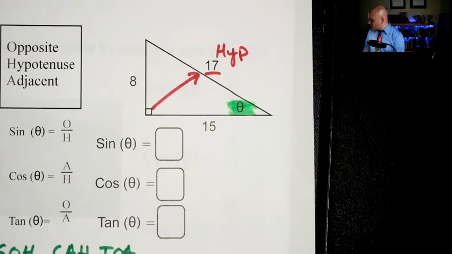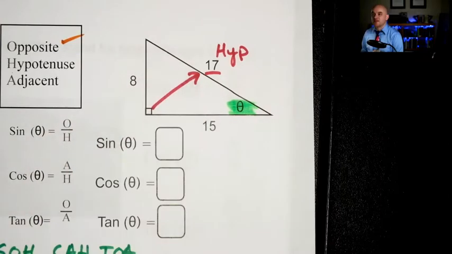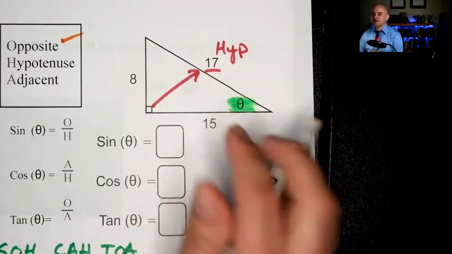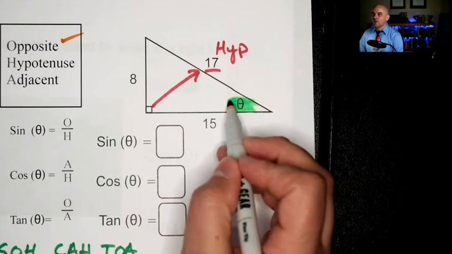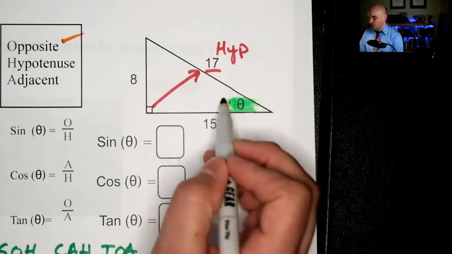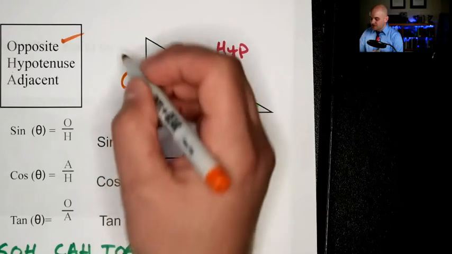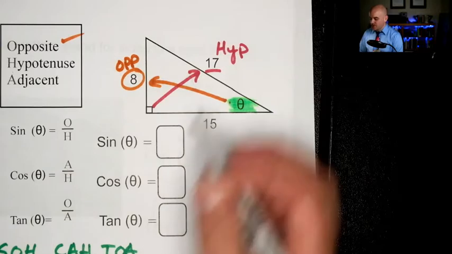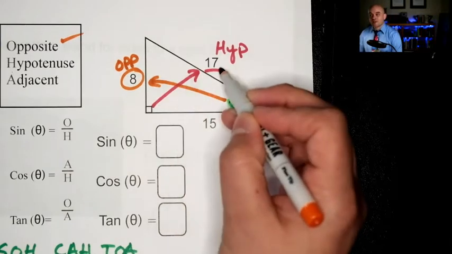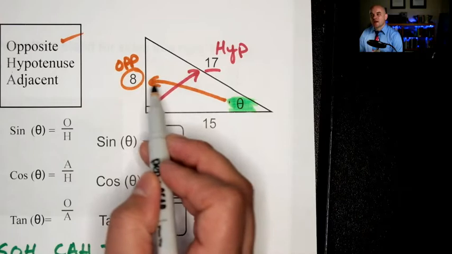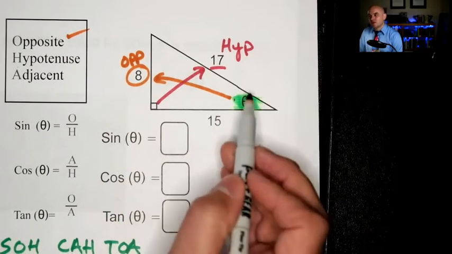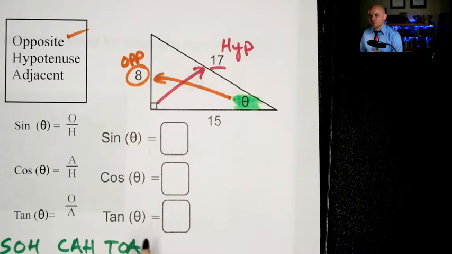So what I want you to do is first identify your hypotenuse. Get that out of the way. And then next, I want you to identify the opposite side. Now, you find the opposite side just like you do the hypotenuse, except we're looking at the angle that we're talking about. Here, theta is in the bottom right, and the opposite side of it is across from it at 8. So this is the opposite side. Once again, the hypotenuse is opposite the 90. The opposite side, when we're talking about right triangle trigonometry, is opposite the angle, okay?